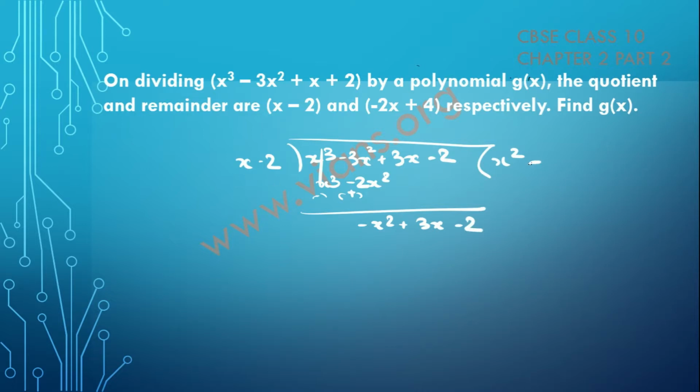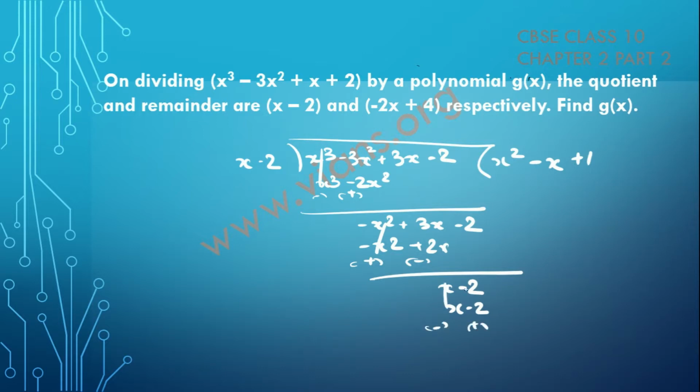X into something has to give you minus x square, that will be minus x square. Minus 2 into minus x will become plus 2x. Change the sign. This gets cancelled. X minus 2, and you know x minus 2 into 1 will give you x minus 2. Reverse the sign. Everything gets cancelled. This becomes 0. So basically x square minus x plus 1 is equal to g of x, right?